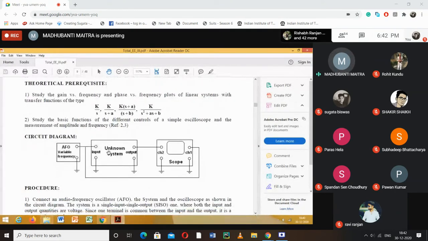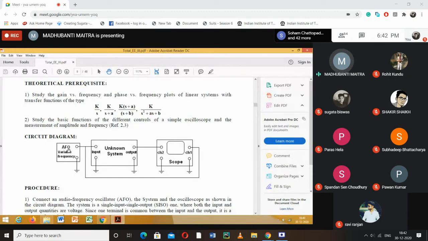So this is the system. This is one LTI system, and the system is unknown to us. Unknown means the transfer function of the system is not known to us. So with the help of this particular experiment, we'll try to find out the transfer function of this unknown LTI system. And for that, we'll excite this system with a constant amplitude variable frequency sinusoid.